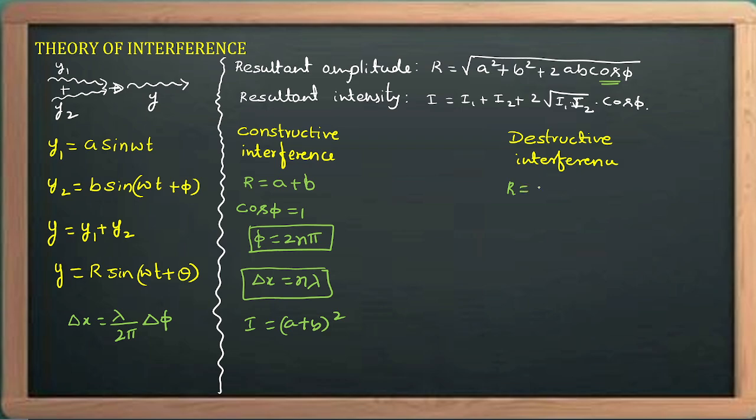For that, R value should be equal to A minus B. To get A minus B, you should take cos phi value as minus 1. For what value of phi will we get minus 1? We'll get 2n minus 1 pi. So therefore the phase difference is 2n minus 1 pi. Path difference you can substitute in this equation, lambda divided by 2 pi. So 2 pi will get cancelled, lambda by 2 will be there. So we'll get 2n minus 1 lambda by 2.